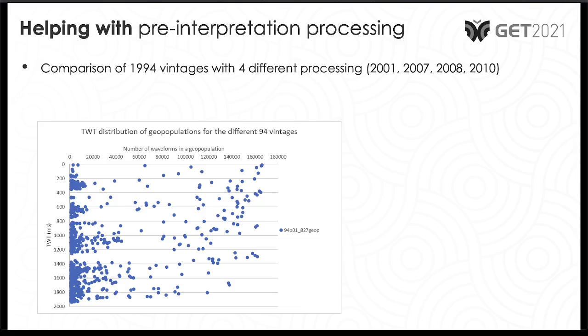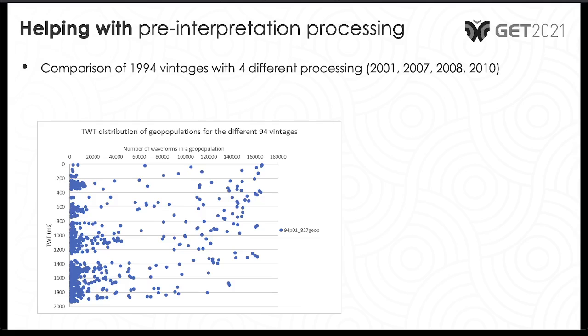Here, for example, I plotted the number of waveforms in the geopopulation versus two-way time for the '94 baseline and the processing of 2001. You see it has extracted 827 geopopulations.